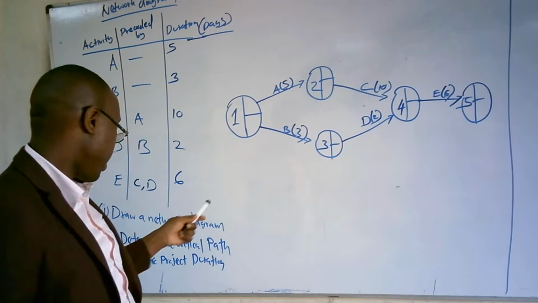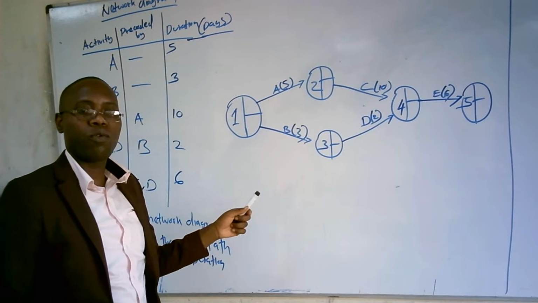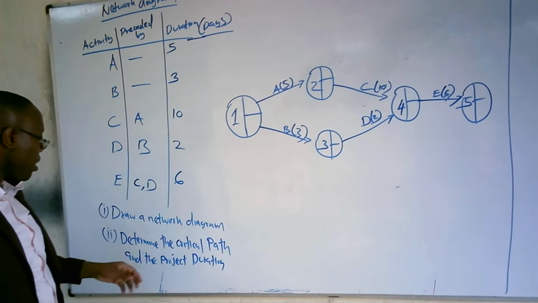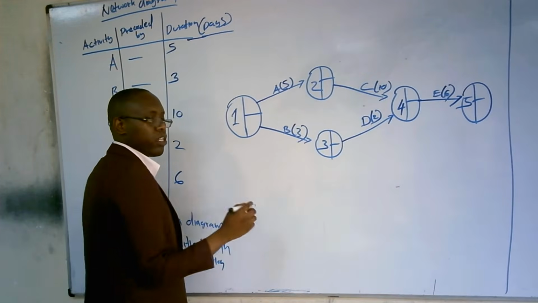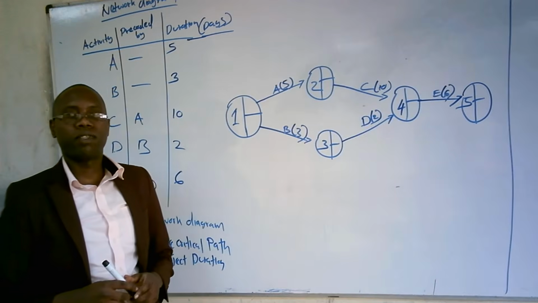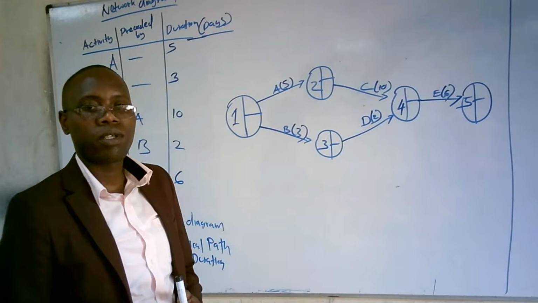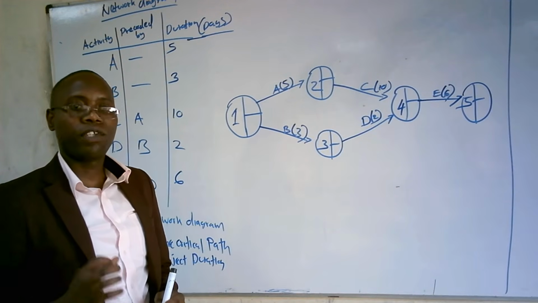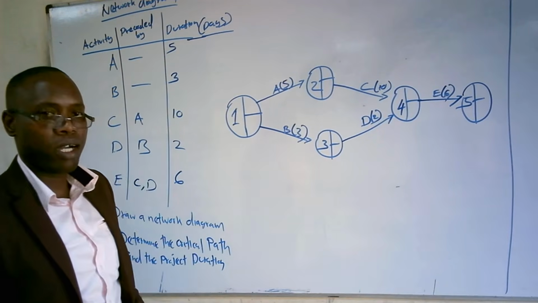Now, we are done with the first part, which was drawing a network diagram. And that's how we usually draw that kind of network diagram. So now, we want to determine the critical path. The critical path is always the longest path in a network diagram. They can ask you that question in an exam: define the following terms as used in a network diagram. And they can ask you the critical path. And we have said that the critical path is the longest path in a network diagram.